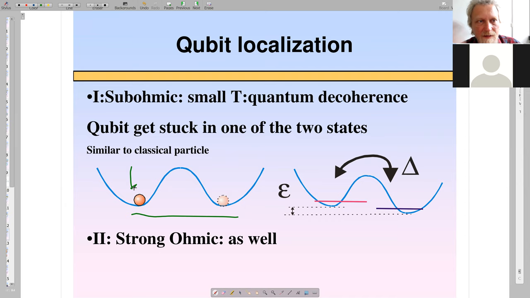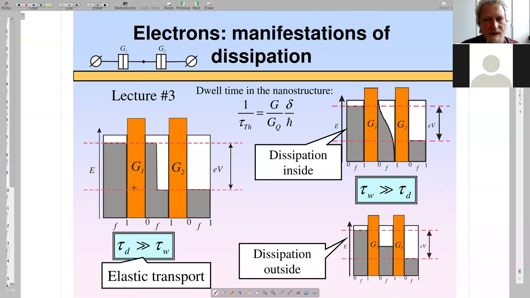So if we submerge a qubit into some ohmic environment, it will become a classical memory cell. Quantum mechanics is gone. Fine, that was about the qubit. I believe that's everything I wanted to say about the qubit.